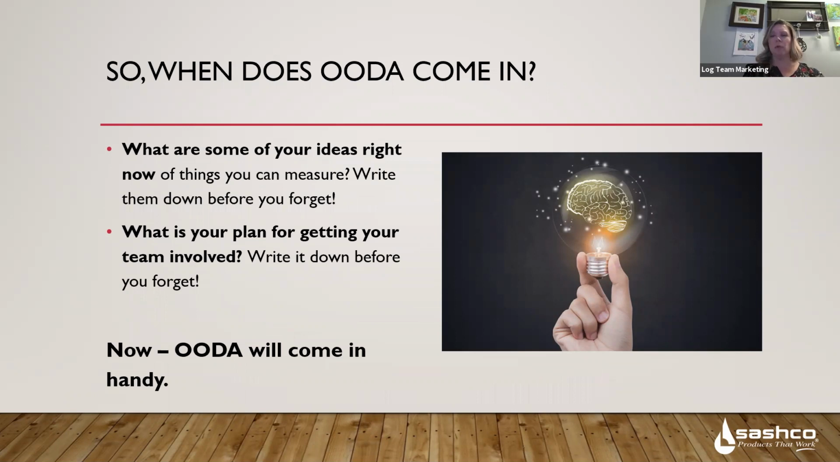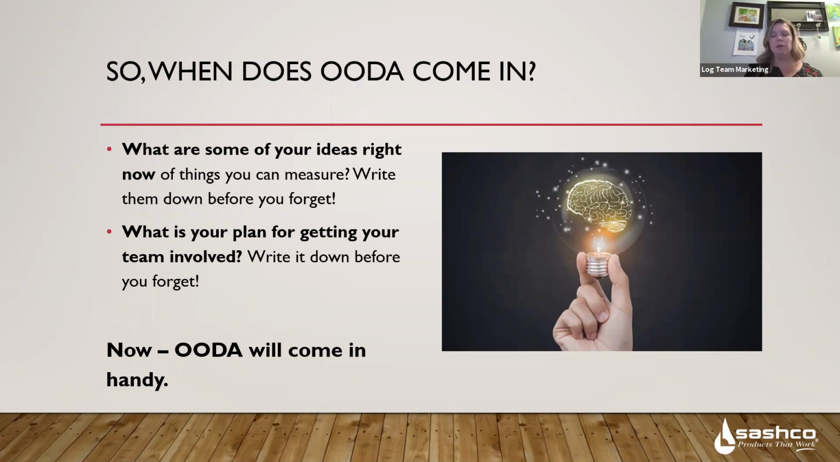Well, before we move on, you have paper there. If you have been thinking of ideas in these last 15 minutes while we've been talking about metrics of things that you think you could start measuring, write it down. When you have ideas, write it down. We talked about visible, write it down. And what is your plan for getting your team involved? Write it down.